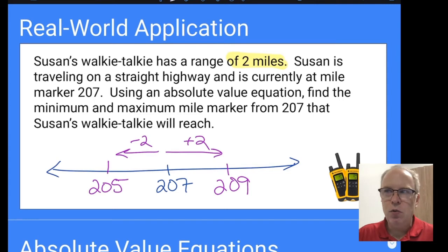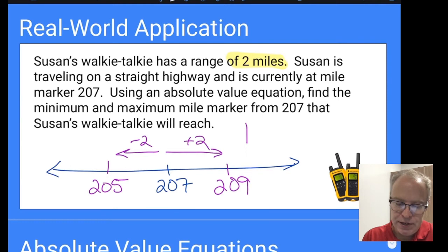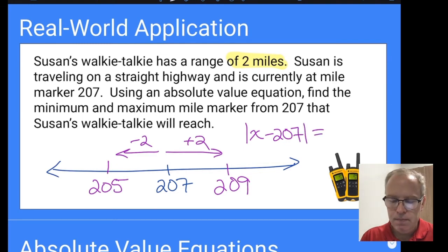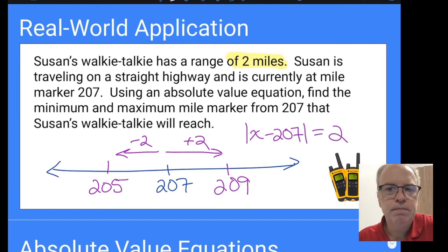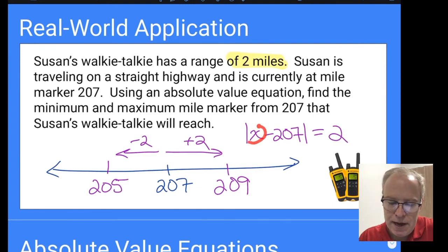Now, the absolute value equation would be the absolute value of wherever she's at, we'll call it x, minus the middle. That absolute value can be 2 at the most. So if she's at 209, x would be 209. 209 minus 207 is 2, absolute value, so that works. And then if we put 205 in there, 205 minus 207 is negative 2. The absolute value of negative 2 is 2, so that would work too.